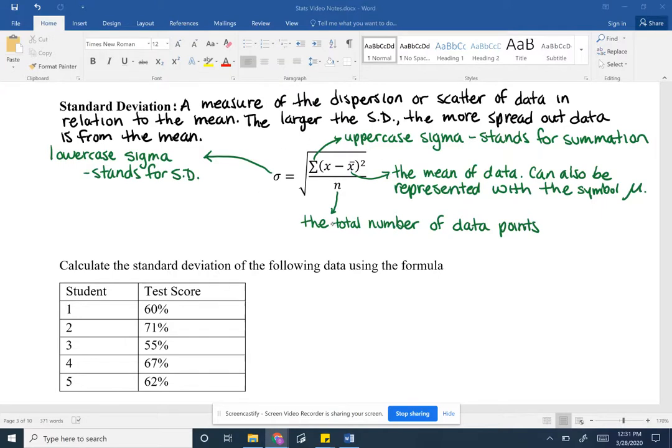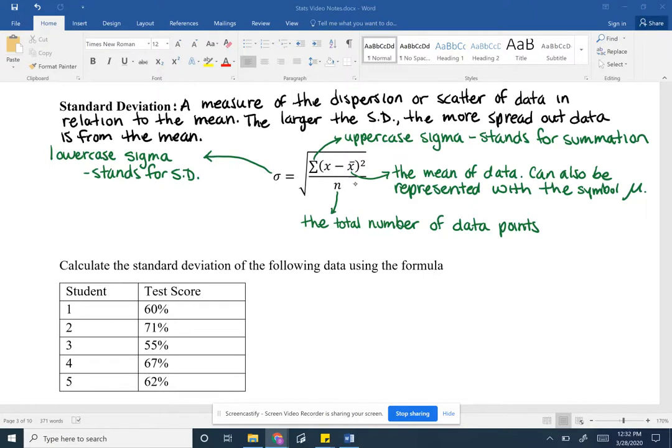So here's what we have. Here's the formula for it. It looks a little bit confusing, so let's break down what all of these things mean. This symbol is the lowercase sigma. It's a Greek symbol, and it tends to stand for standard deviation. Uppercase sigma stands for summation. In other words, adding. You're going to add a bunch of stuff together.